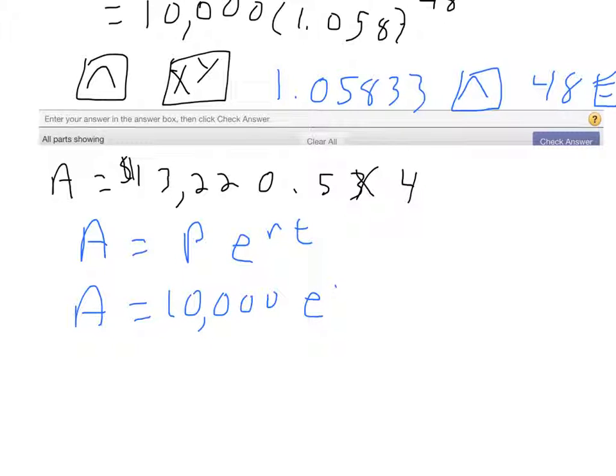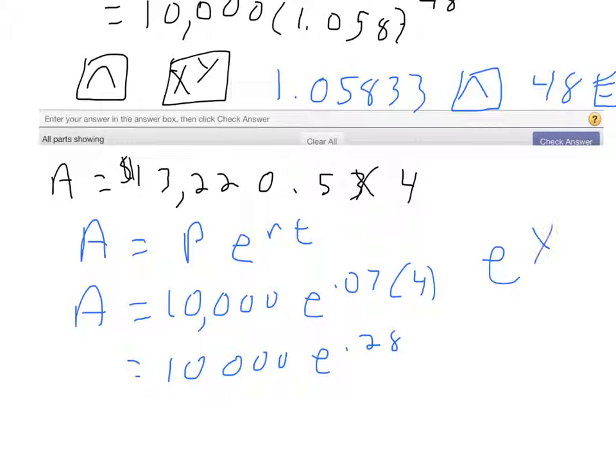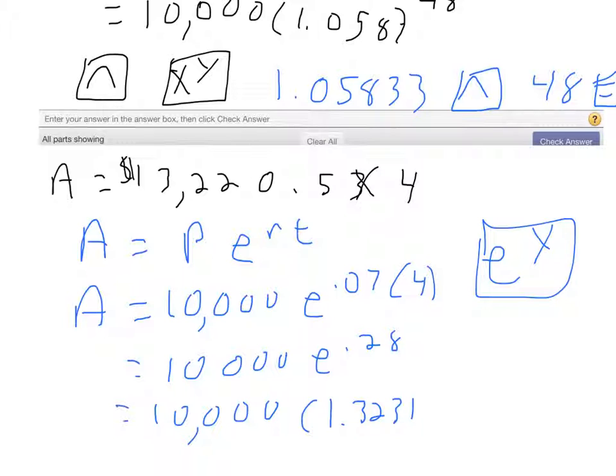E, the rate was 0.07 times 4 years, and so that's 10,000 E to the 0.28. So for this part, I've got an E to the X button on my calculator that I'm going to use. I've got to hit second to access it. Second, E to the X, 0.28, and I'll hit equal. And it gives me like, let's see, what's it give me here? That'll be 10,000 times 1.3231. It gives me more digits.